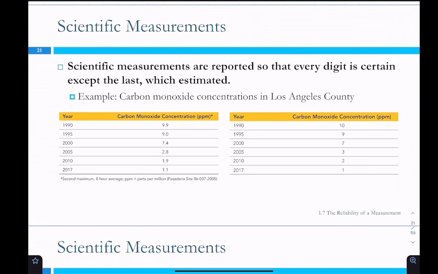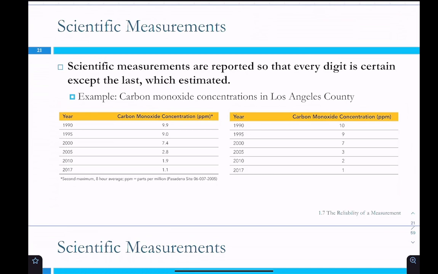All right, scientific measurements. So when you're making scientific measurements, we make those measurements such that every digit is certain except for the last one, right? The last one always contains your best guess.